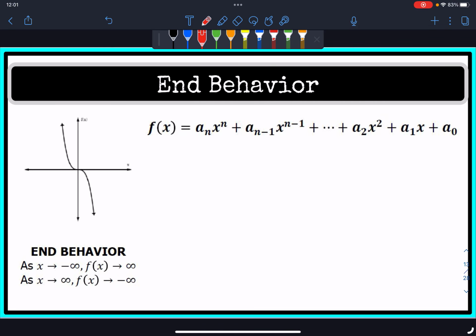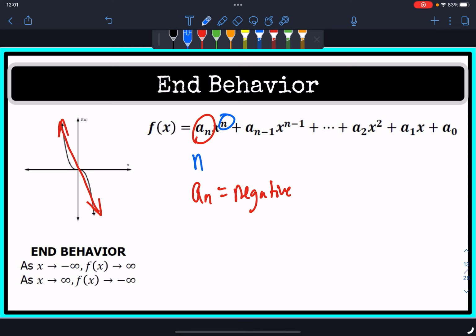And in order to flip it down and have it decrease, this leading coefficient, this number that we're going to multiply by, has to be negative. And the exponent there also has to be odd.